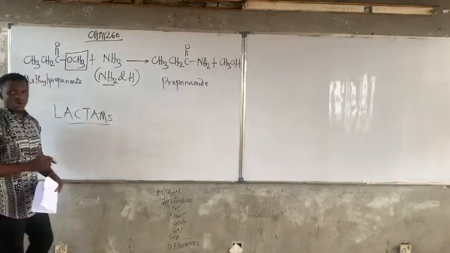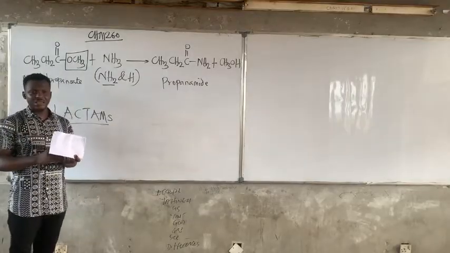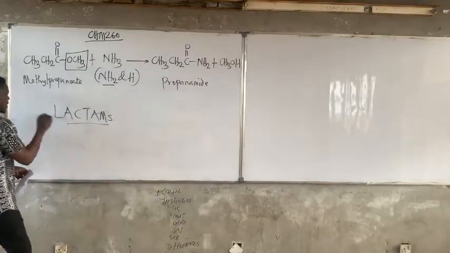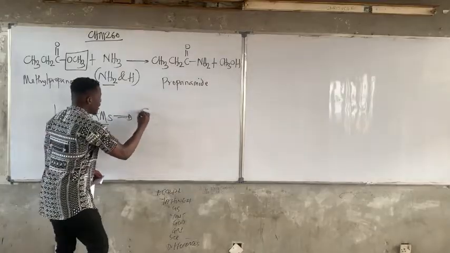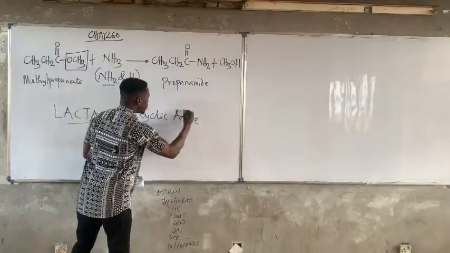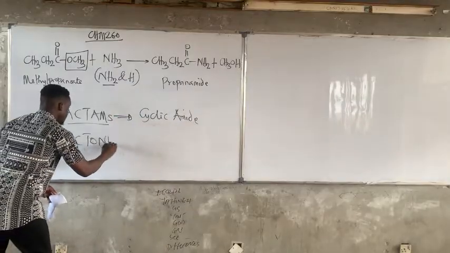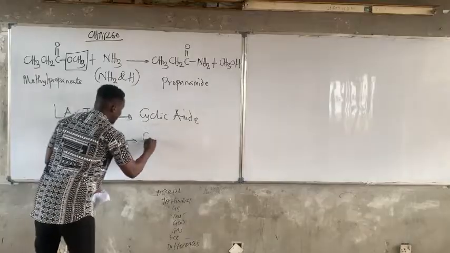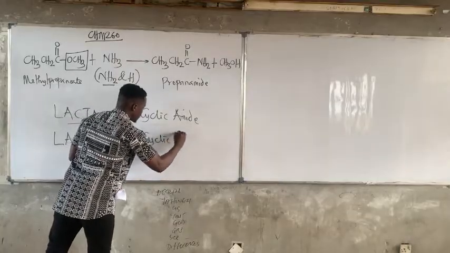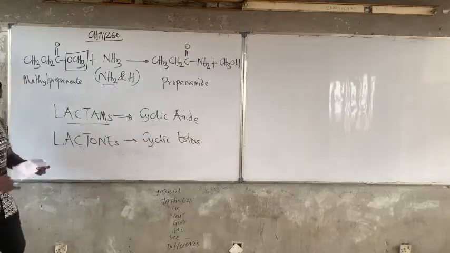Cyclic amides are called lactams. Plus, let me use this opportunity to tell us about cyclic esters. Cyclic amides, lactams, are cyclic amides. We also have what we call the lactones. This is cyclic esters, just in case you're being asked.